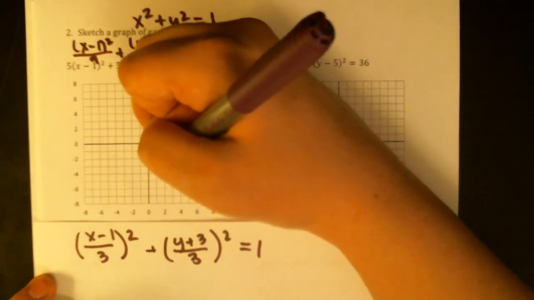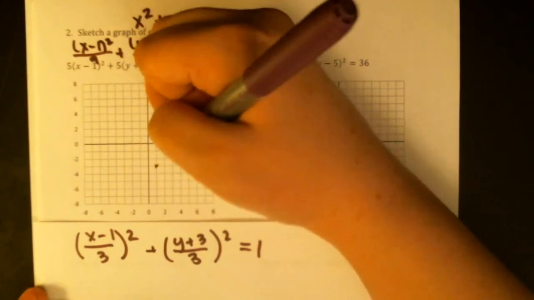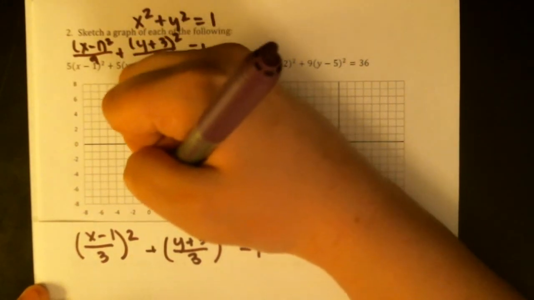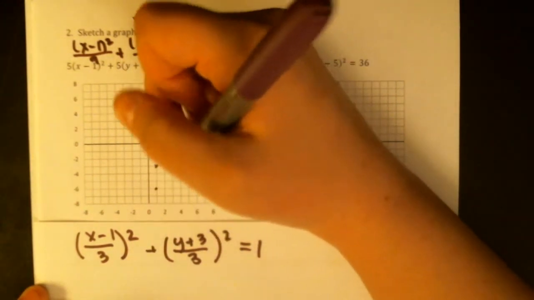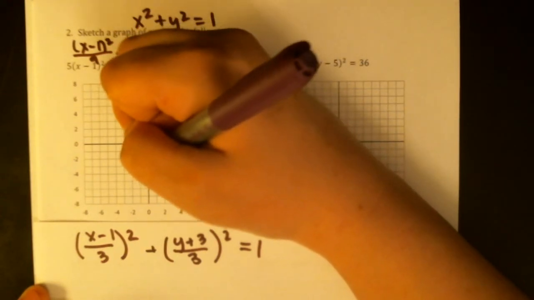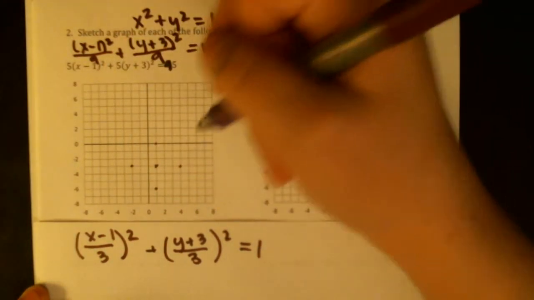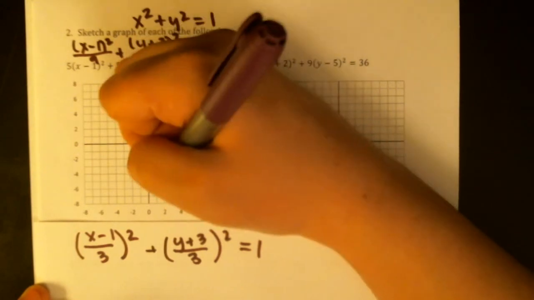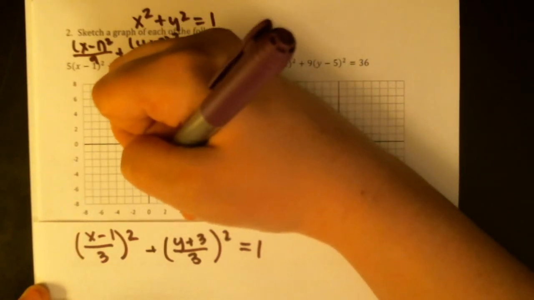So I think it's fair to just say if I know where the middle is and I know the radius is 3, then I can just go up and down 3 to get the top and bottom, and left and right 3 to get the sides. And then let's see if I can connect the dots in a way that makes this actually look like a circle.